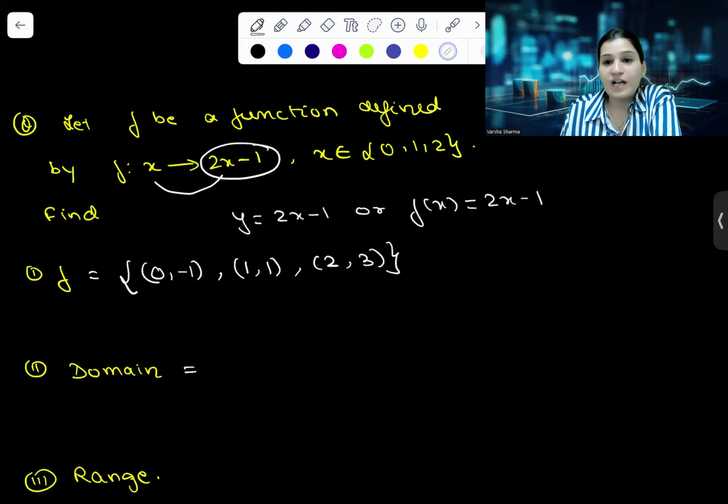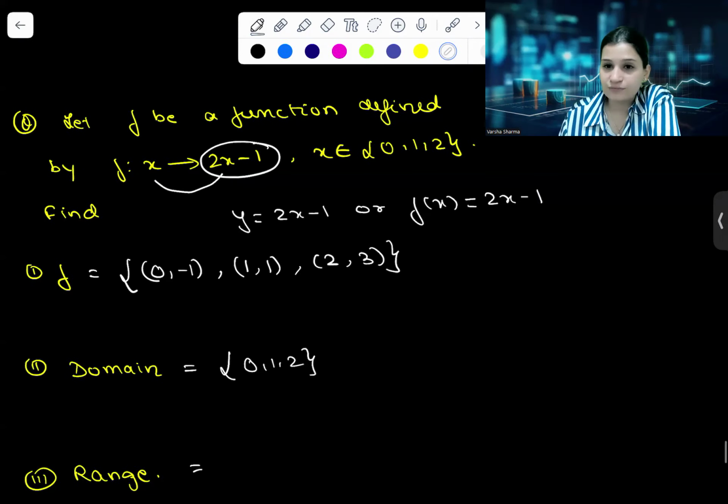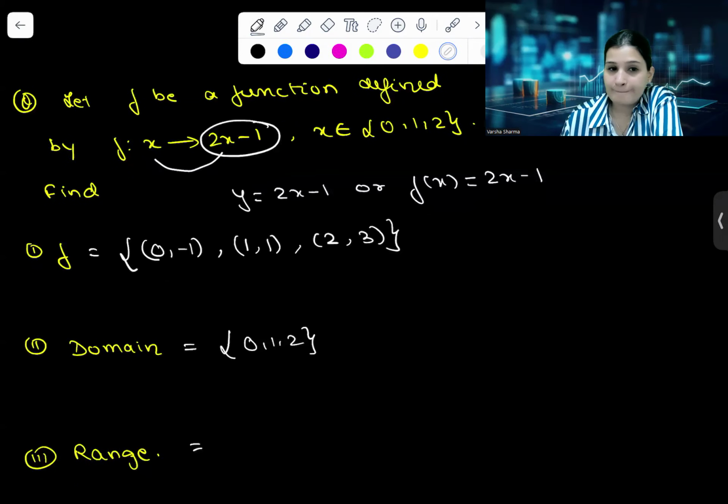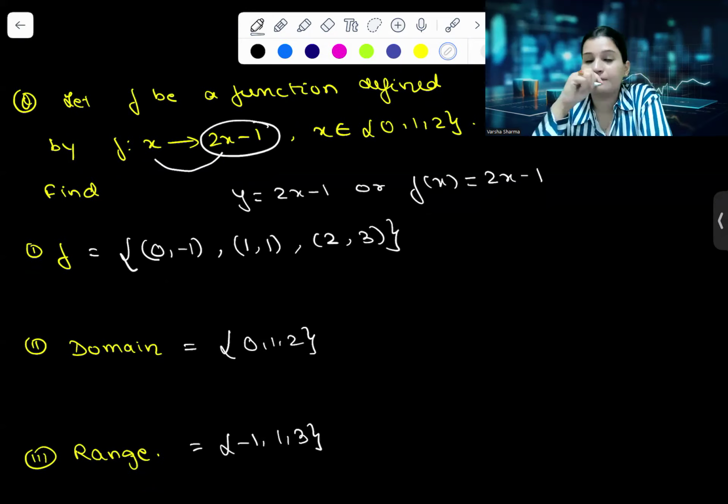Yes, ma'am. So now domain. Domain is the set of all the x coordinates, the values of x that we have used. So what is that? 0, 1, 2. What would be range? Minus 1, 1, 3. Any doubts? No, ma'am.